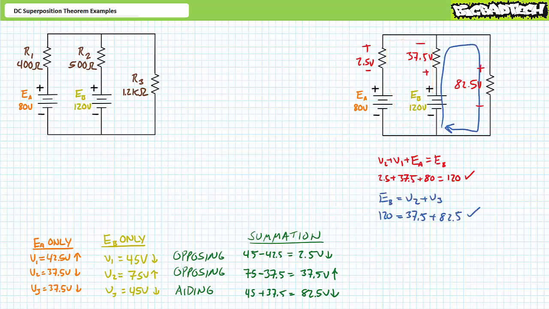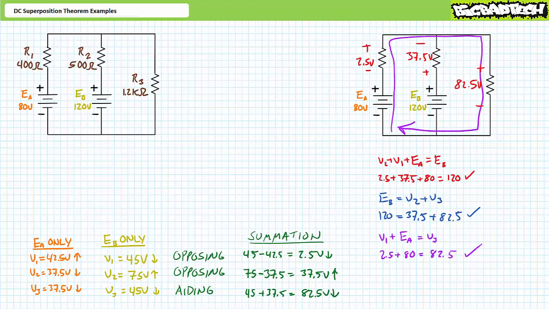Consider this loop in blue, traveled in the clockwise direction. The 120 volt rise is indeed counterbalanced by a 37.5 plus an 82.5 volt drop. Lastly, consider this loop in purple traveled in the clockwise direction. The 80 plus 2.5 volt rise is indeed counterbalanced by an 82.5 volt drop. I've got a reasonable degree of confidence our answers are correct, and we can bring this lecture to a close.